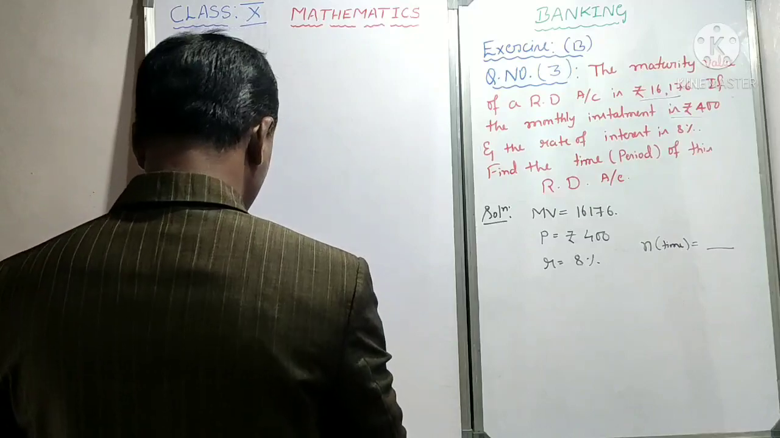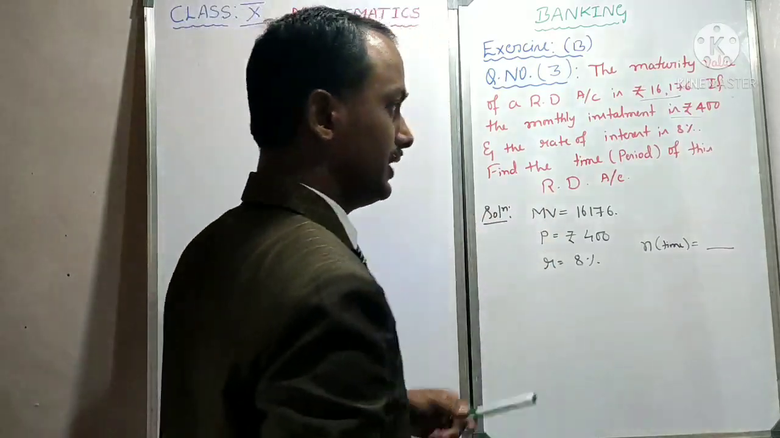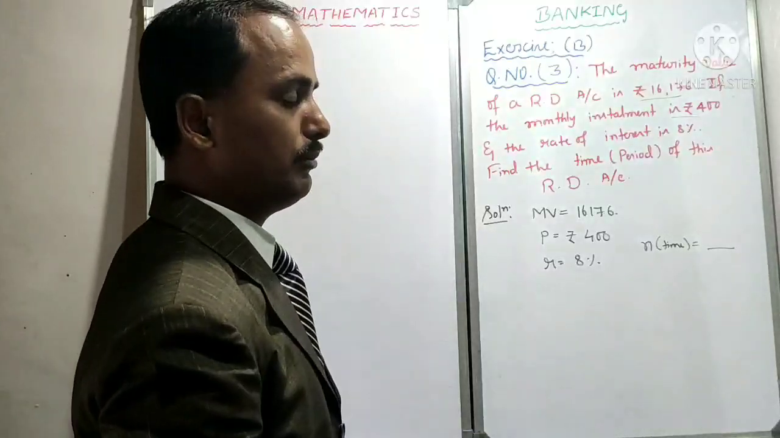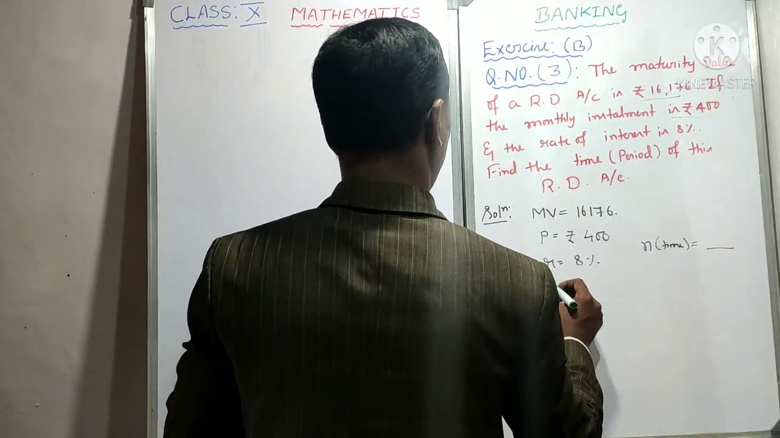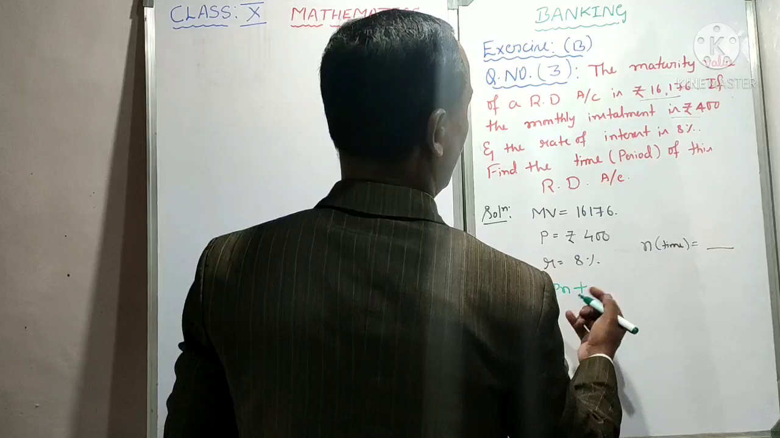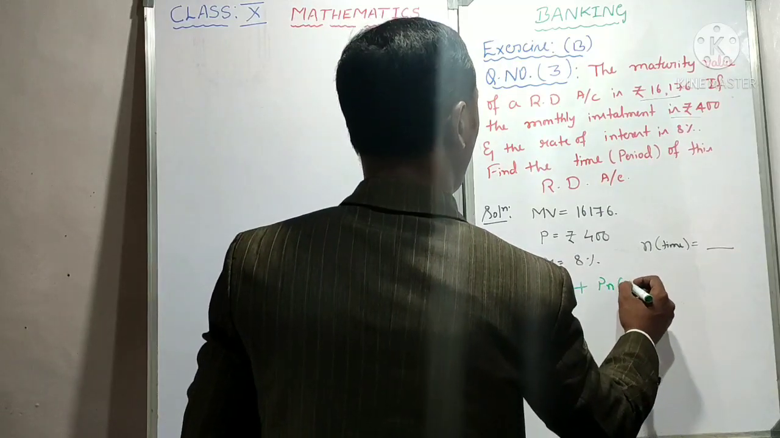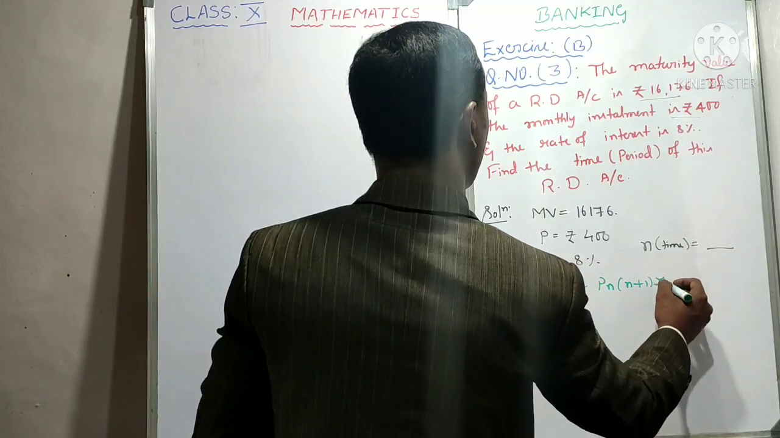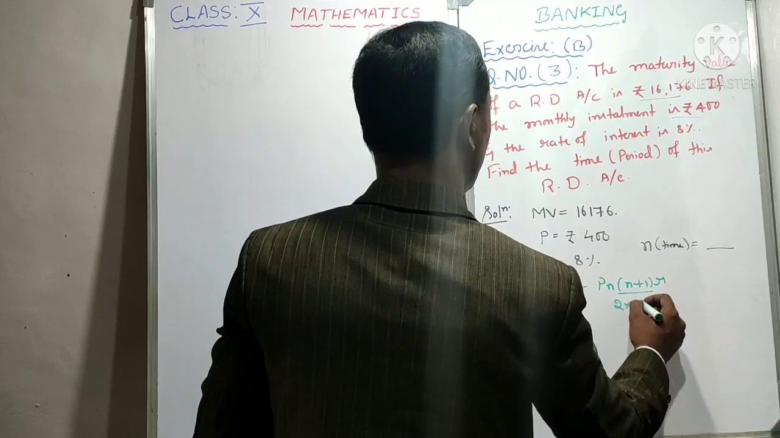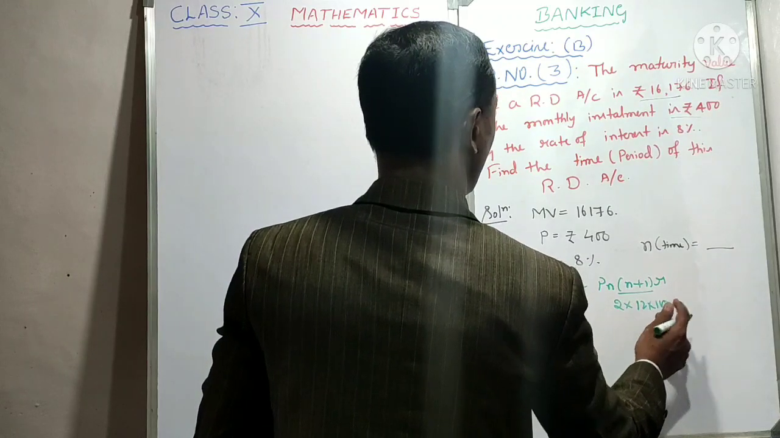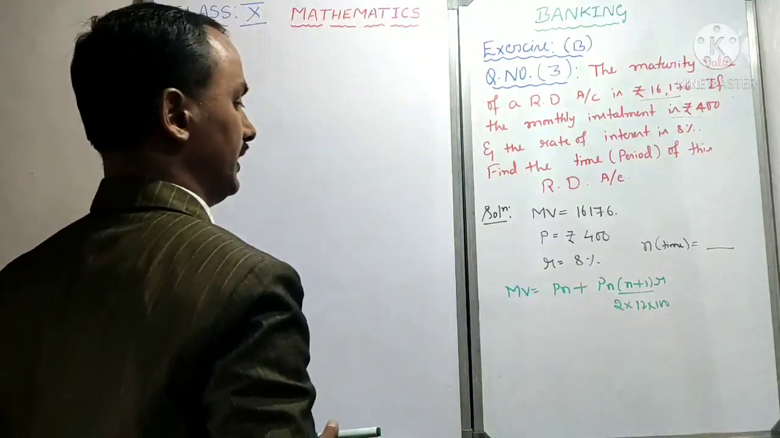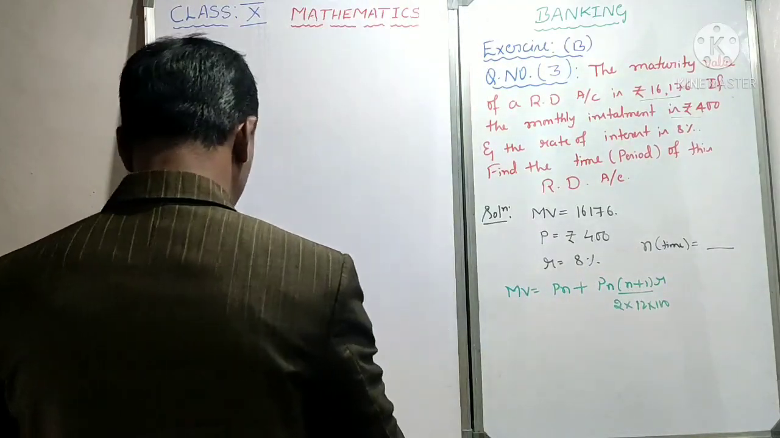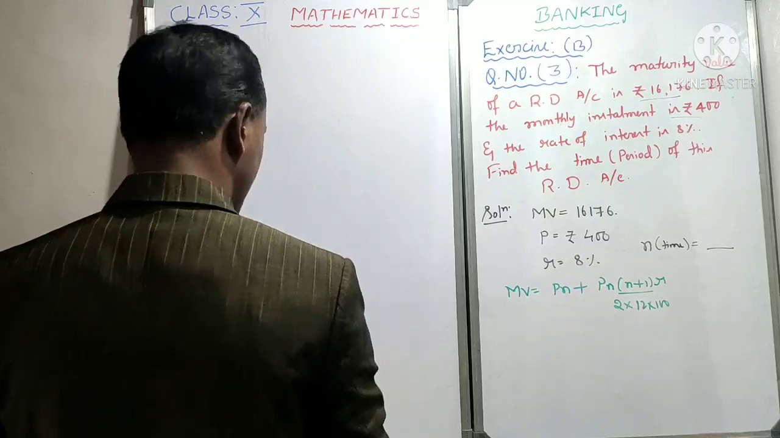Now for this type of problem based on time, you should write down the complete formula. Maturity value is equal to Pn plus I. I formula you know: Pn of n plus 1 of R, whole divided by 2 into 12 into 100. Whole means for this fraction only, whole divided by. Okay, now I will substitute the values. Interesting, observe carefully.